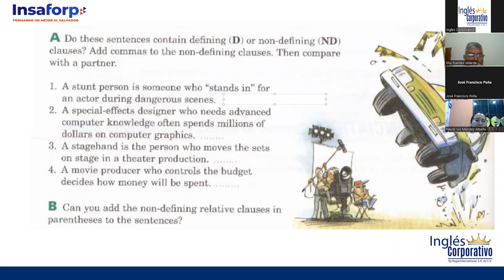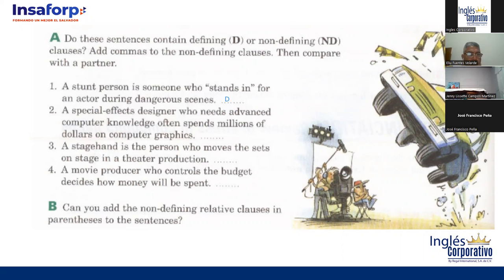Okay. Very good. Thank you so much, guys. I just wanted to listen to different opinions, right? So one of you is saying it's a non-defining relative clause, and the other one is saying that it's a defining relative clause. And actually, guys, for this one, it's a defining relative clause. Why? Because the information that I'm given about the person is the information that I want to transmit, right? A stunt person is someone who stands in for an actor during dangerous scenes, right?